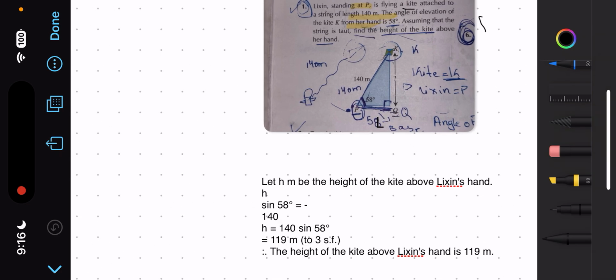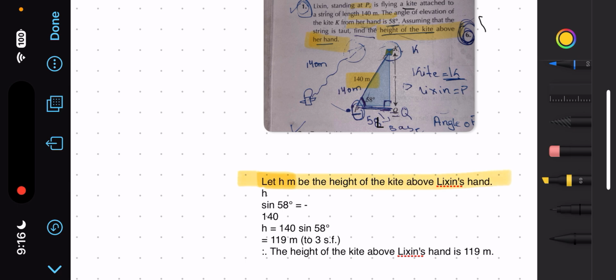As we know that we have to find the height of the kite above her hand, so we will suppose H. Here we only suppose H, it is not the answer. We will suppose that H meter, because here is the sign of meter, H meter be the height of the kite above her hand. You can write her hand or Lixin's hand. Here I have written Lixin's hand. We will say that it is equal to H.